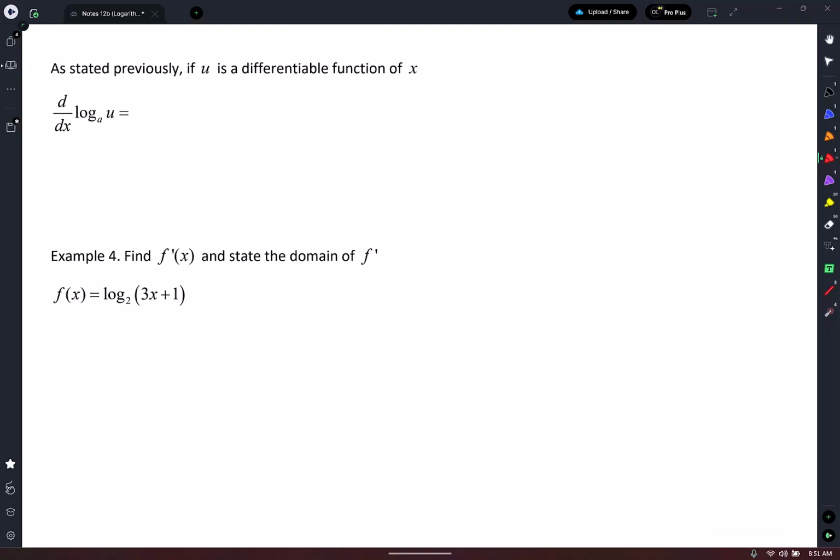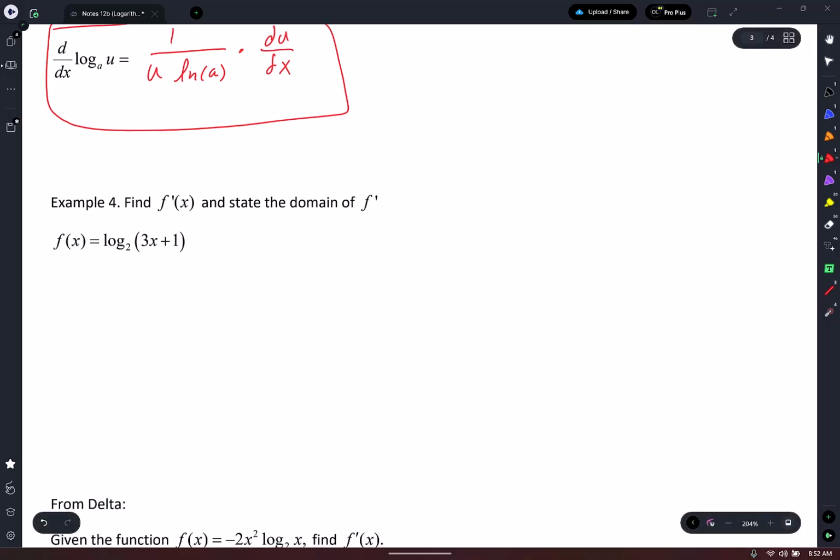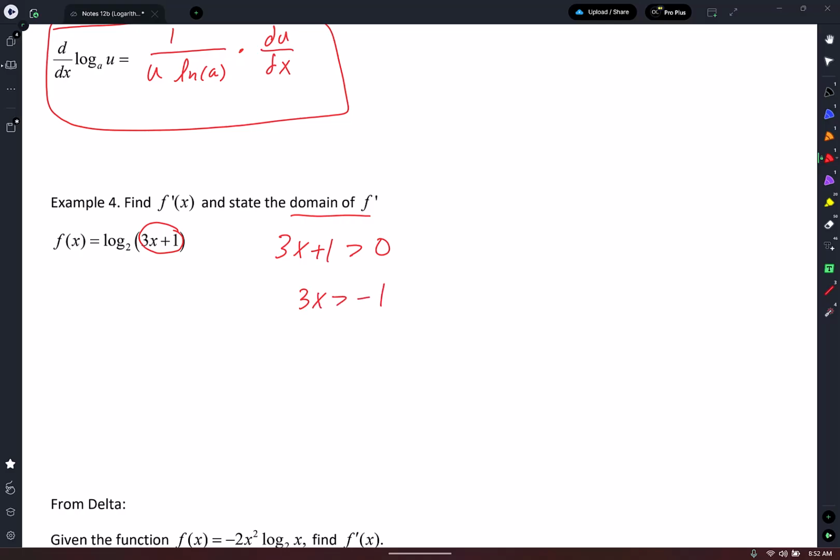And this just wants the derivative. It says, as stated previously, if u is a differentiable function of x. So I'm just rewriting it again, just so we can know that we know it. 1 over u ln of a, and on the outside of this, write du dx. We're just following that rule. We're okay so far, guys? I know. It's still too early in the morning. So first thing I'm going to do is state the domain of f prime. I know that my argument, 3x plus 1, must be greater than 0. So 3x must be greater than negative 1. Are we still okay, guys? x must be greater than negative 1/3. So there's my domain.